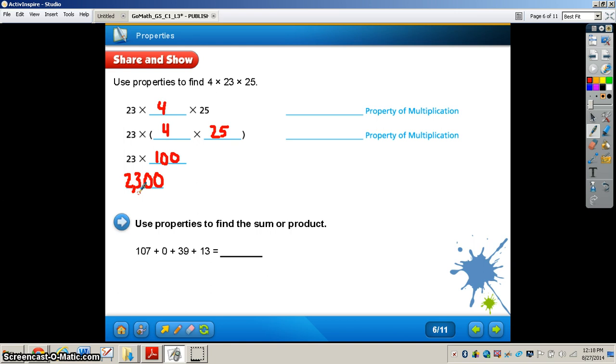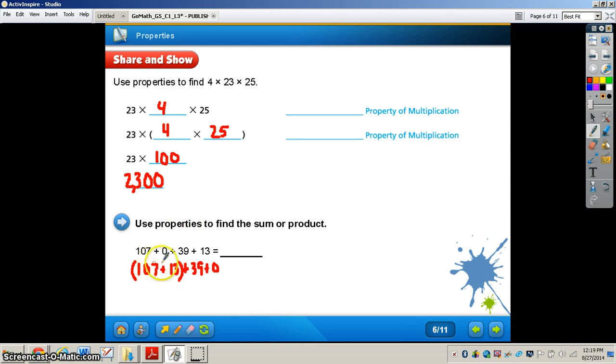Now the next one, use properties to find the sum or product. We need to understand how these can add together a little bit easier. I know that 107 plus 13 plus 39 plus 0 will give me the best way to solve this problem if I want to use parentheses here. What I could even do is use the associative property of addition. And why did I do that?